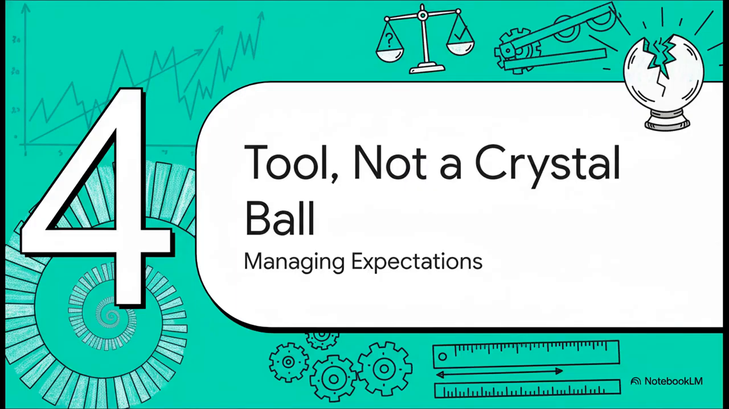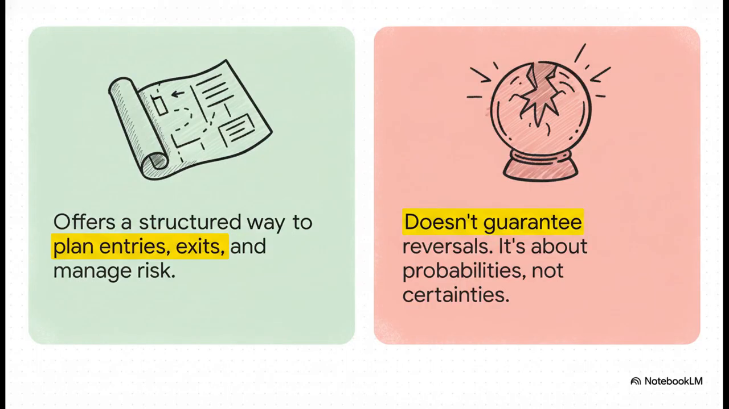And that word right there, probability, is the perfect lead into our final and maybe most important section. We have to talk about managing expectations. Because no matter how powerful this tool is, and it is powerful, it is not a crystal ball. Look, here's the bottom line. We have to be crystal clear about what this tool can do and what it absolutely can't. What it offers is a fantastic framework for planning your trades and managing your risk. It helps you pinpoint these potential hotspots, but here's what it doesn't do. It doesn't guarantee a single thing. It can't predict the future, and yes, it will fail sometimes.